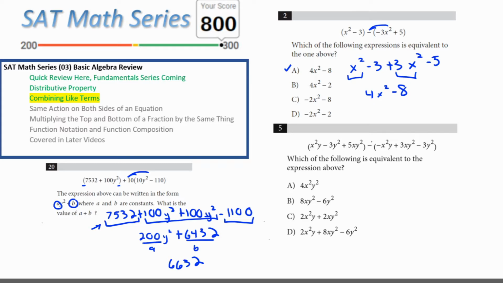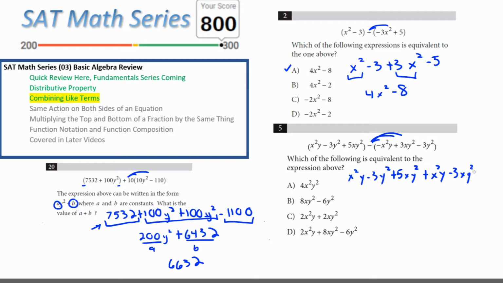And again we have another problem asking you to simplify the expression or find an equivalent expression. Again here we see a negative needs to be distributed in. So the first order of business would be to distribute that negative, basically flipping the sign of everything.